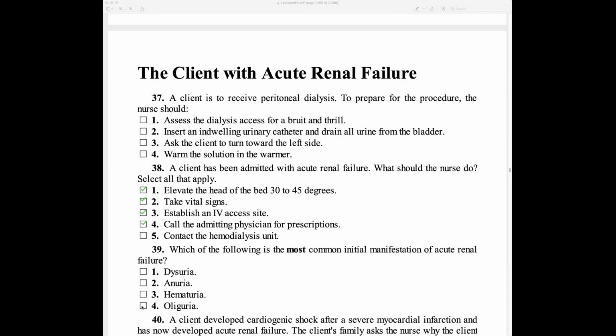Very good. The correct answer for 39 is choice 4. So oliguria is definitely the most common first sign. The first sign that something's wrong with the kidneys is they stop working. And by stop working, they don't make enough urine, right? Very good. All right, now let's do some questions on chronic.